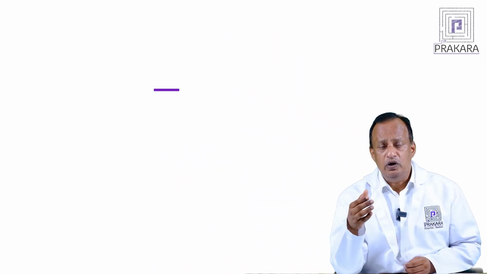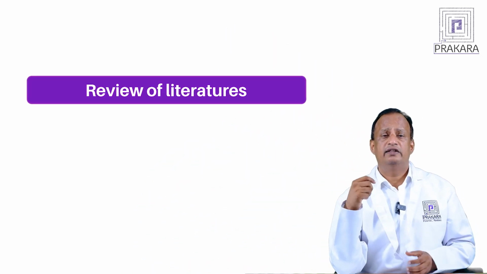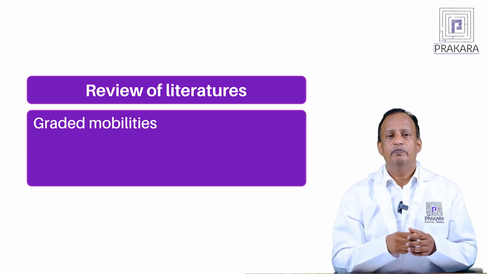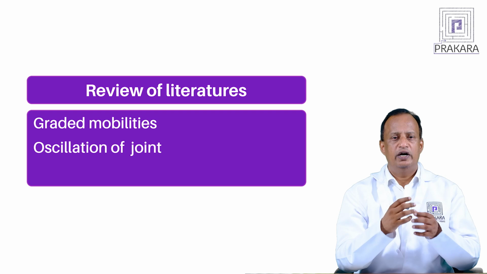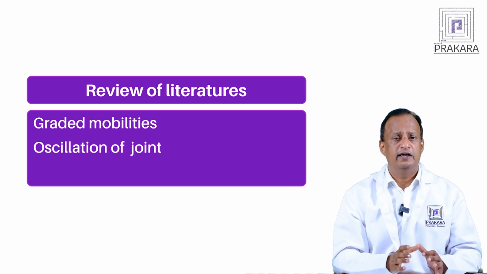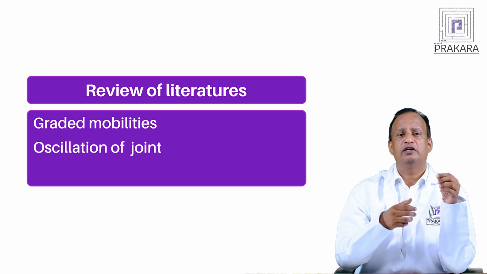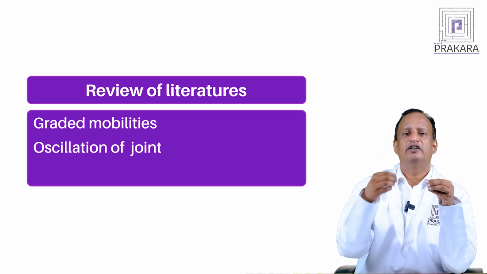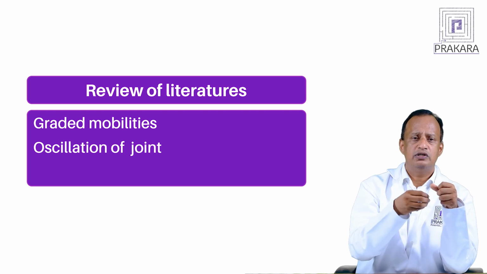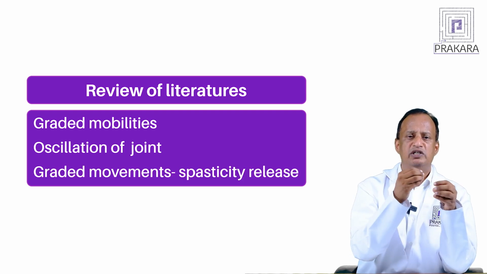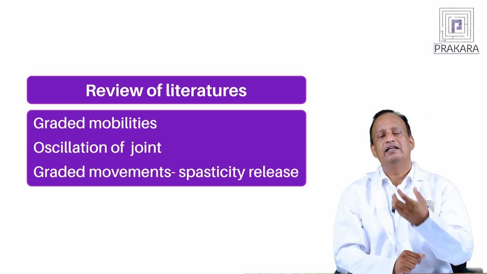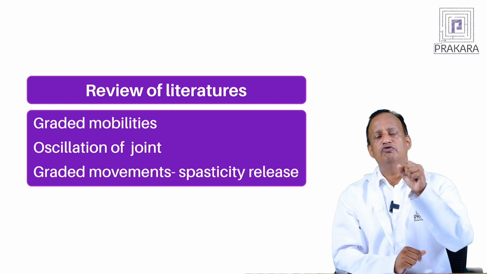And then next, certain reviews of literature have suggested going for graded mobilities. So we'll be going for oscillation of the joint in a specific direction to improve the range of movement. Usually, if you are using the Maitland technique of applying manual therapy in a graded manner, like grade 1 and grade 2, that usually produces spasm release. The spasm release is associated with grade 1 and grade 2. So when the muscle spasm around the joint is released, there would be associated joint range of movement facilitation.